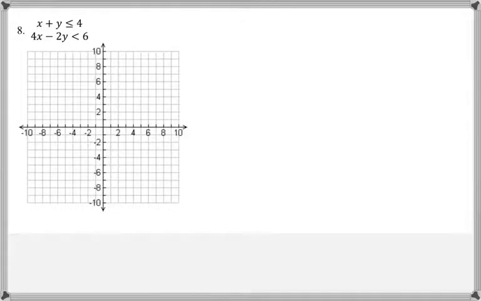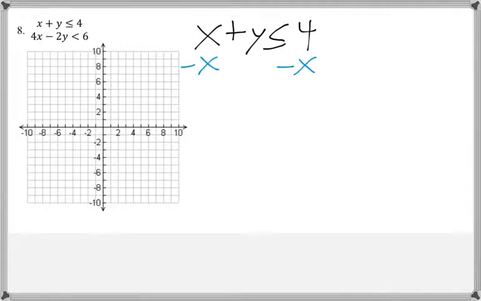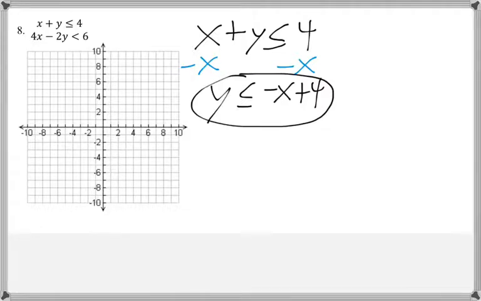On question number 8, we're trying to find the solution to the system of inequalities. So we're given two inequalities here, and we need to graph them both. So my first step is to isolate for y in both of these. So I'm going to subtract x from both sides, and we get y is less than or equal to negative x plus 4. And because this is less than or equal to, we are shading below.